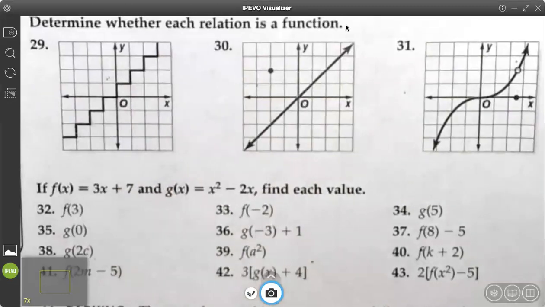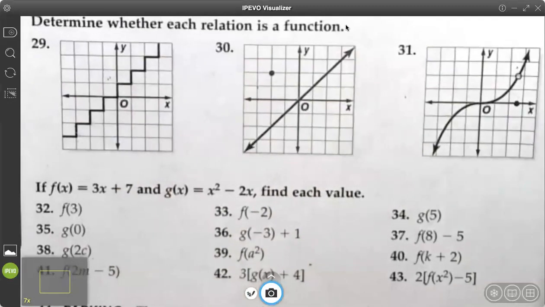Is number 30 a function, yes or no? Number 30 is not a function because your x value of -2 has two y values. It has a y value of -2 and it has a y value of +2. Is 31 a function? Yes, every x value has only one y value. Even right here at 2.5, you don't have a y value here because it left it open. You do have a y value here.